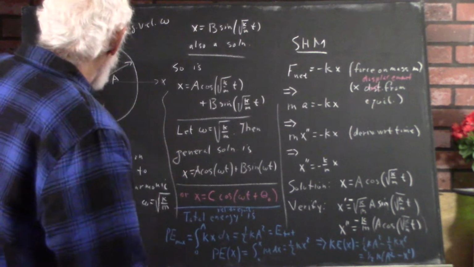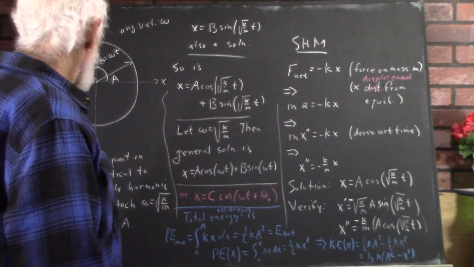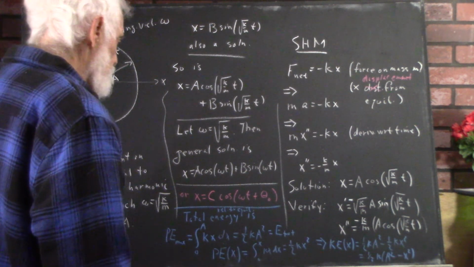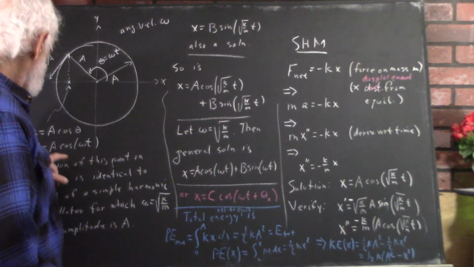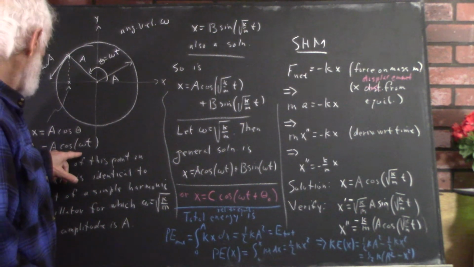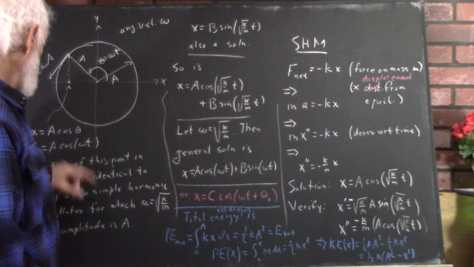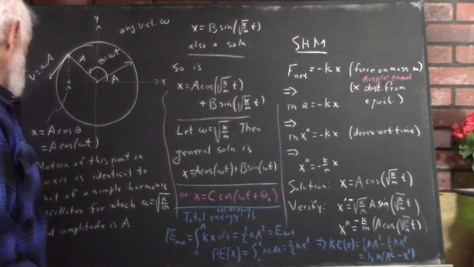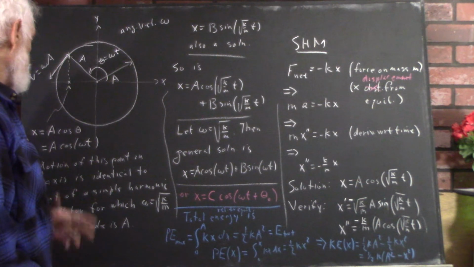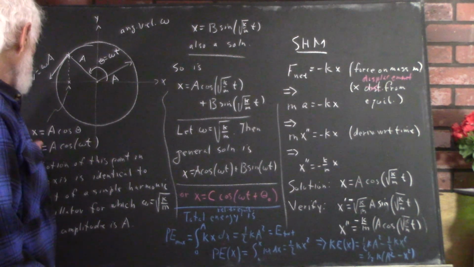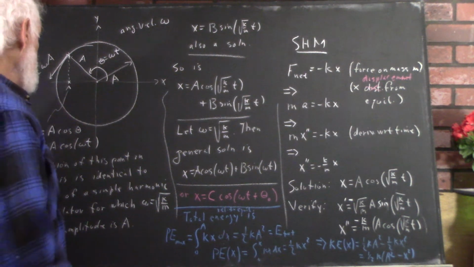All this can be related back to here. I don't have room to do it on the board, but you can easily enough, if you have this function, calculate everything based on your kinetic energy. Okay, so your maximum kinetic energy occurs when the cosine of omega t is 1, when x equals a, and that kinetic energy is x prime.